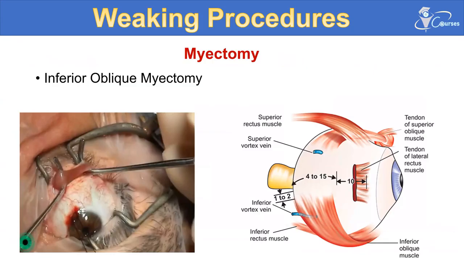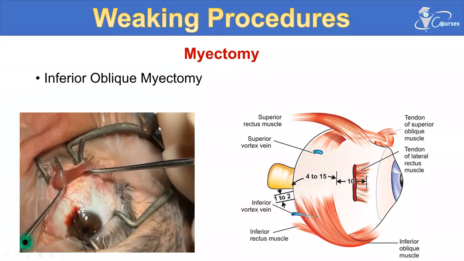Another weakening procedure is called myectomy. And myectomy is always reserved for cases of inferior oblique. So we do a myectomy for the inferior oblique muscle in case of inferior oblique overaction, as in cases of esotropia, like infantile esotropia associated with inferior oblique overaction.